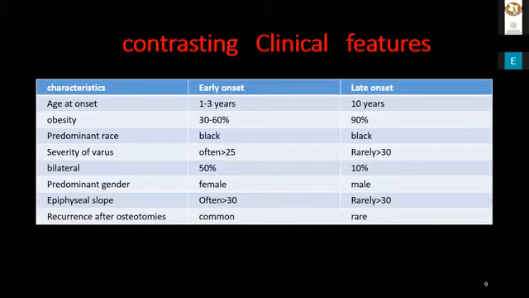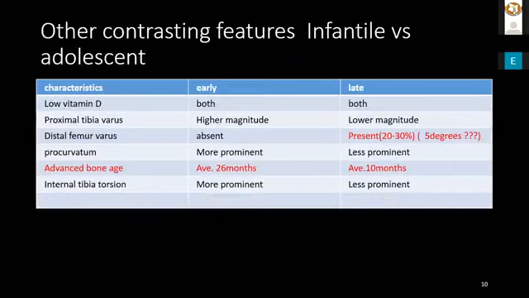Epiphyseal slope is often higher in the early onset compared to the late onset. Other features which have been evaluated include vitamin D levels, but there haven't been any difference in the findings. The proximal tibia varus is high in magnitude in early onset. However, in the late onset, the varus deformity around the knee is also contributed by the distal femur. Hence, when you are treating these children, many a times you may turn your attention to the distal femur.